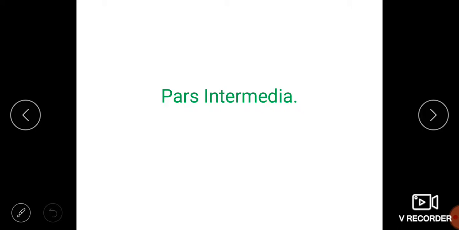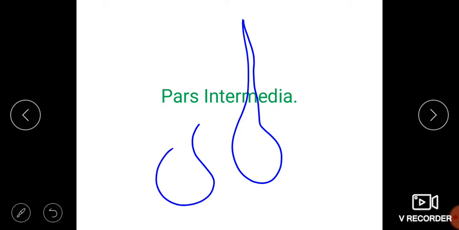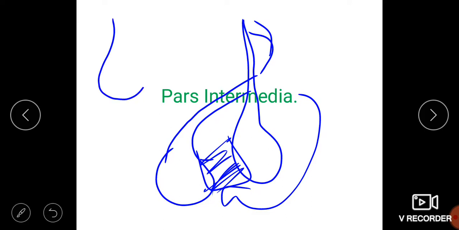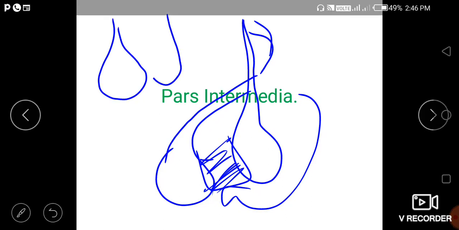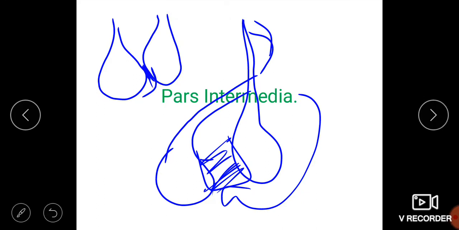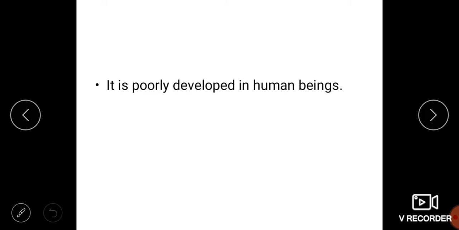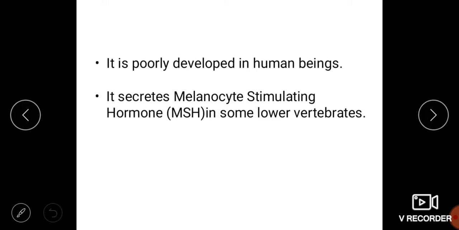Then pars intermedia, as we know, this is the neurohypophysis, adenohypophysis, and this portion will be the pars intermedia. Pars intermedia will be there, but it is closely arranged. They are closely placed. Don't think that there is much gap between them. They are so close to each other. This portion is the pars intermedia. It is poorly developed in human beings.